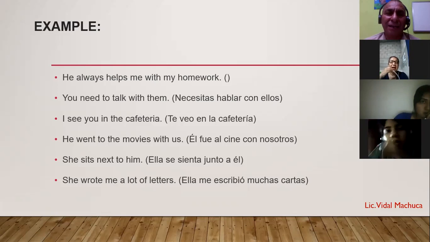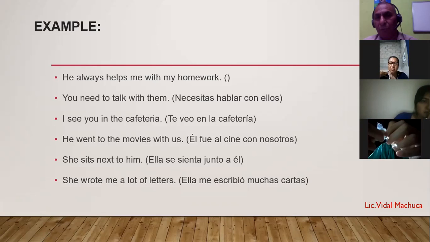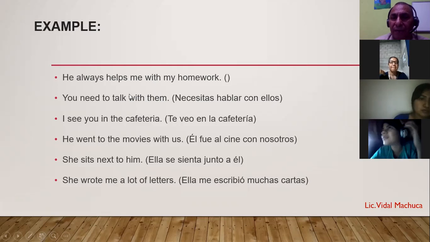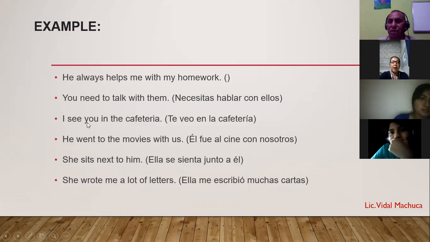Teacher, how can you help me? Yes, how can you help me? Yes, me es lo que ando buscando. Ayudarme. ¿Cómo me puedes ayudar? Yes, how can you help me? Okay, you need to talk with them. Them, volvemos otra vez, them a ellos, ¿verdad? Necesitas hablar con ellos. You need to talk with them. With es decir con them, ellos. With them. Okay.